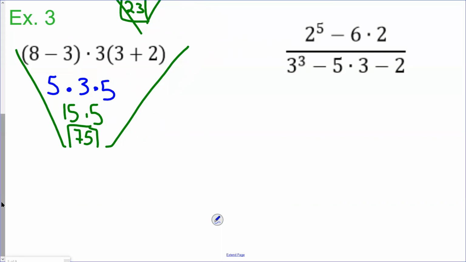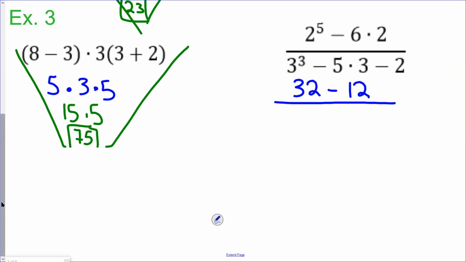So let's look at the numerator first, or the top part first. Are there any parentheses in the top? No. Are there any exponents? Yes, there's 2 to the 5th power. Well, 2 to the 5th power is going to be 32. So let's do minus, well, we can do 6 times 2, 12. We're going to draw our fraction bar. And now we're going to work on the bottom.